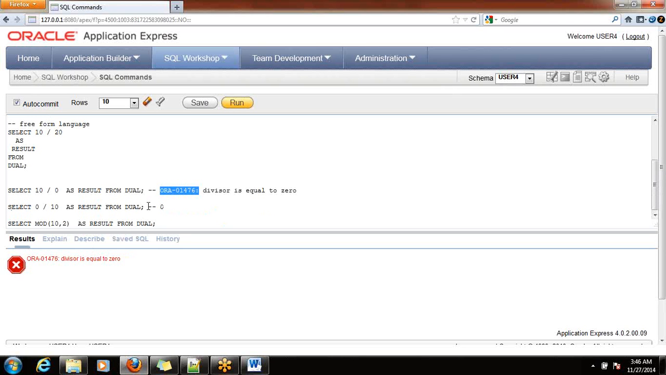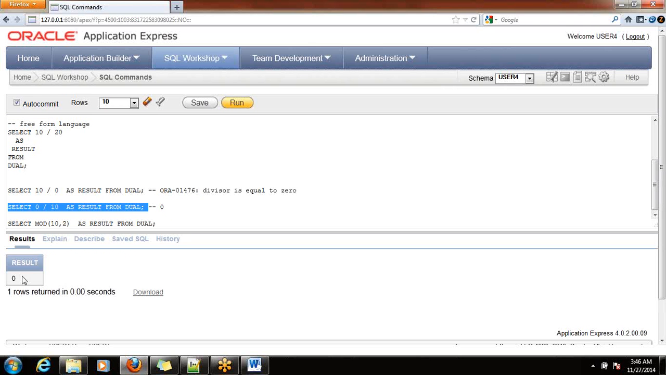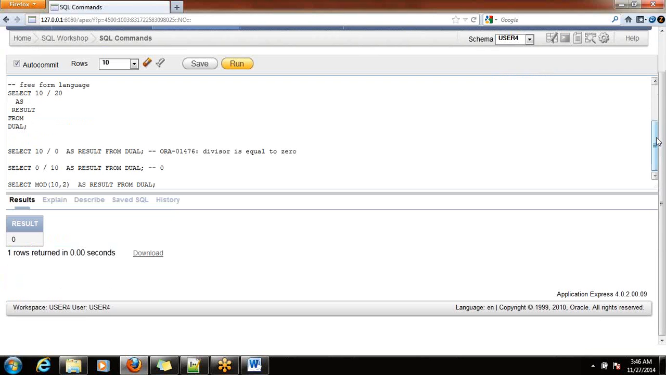Likewise, you can see 0 divided by 10. That's 0, it's always equal to 0. Likewise, we have the modulus function, which will give the remainder. 10 divided by 2, what is the remainder?